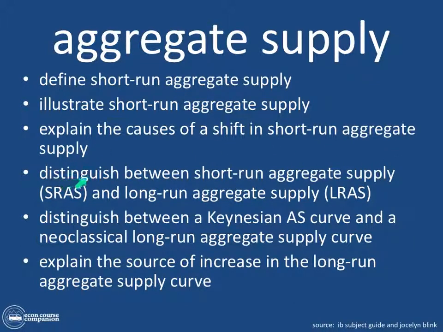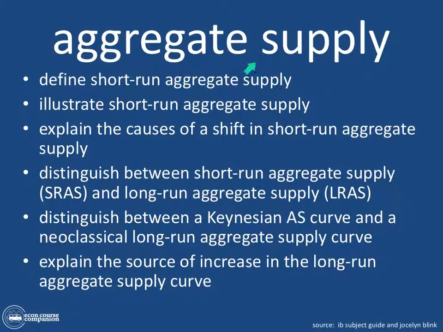Can you distinguish between short-run aggregate supply, the SRAS, and long-run aggregate supply, or the LRAS? Can you distinguish between a Keynesian aggregate supply curve and a neoclassical long-run aggregate supply curve? Can you explain the source of increase in the long-run aggregate supply curve? Can you do these things? If you can, go to bed. You're ready for the test. If not, stay up and study.